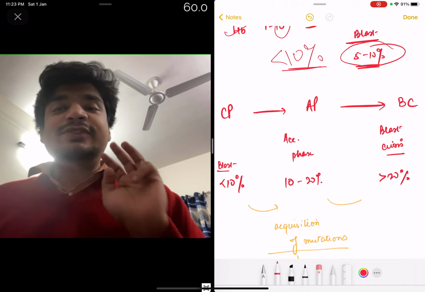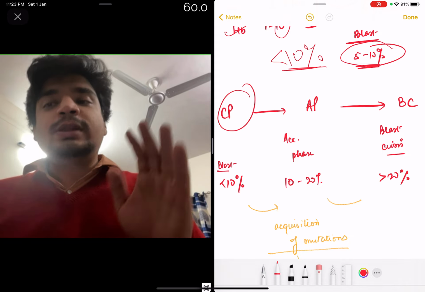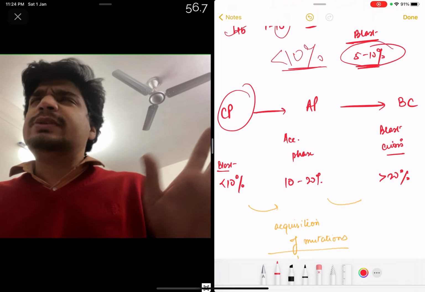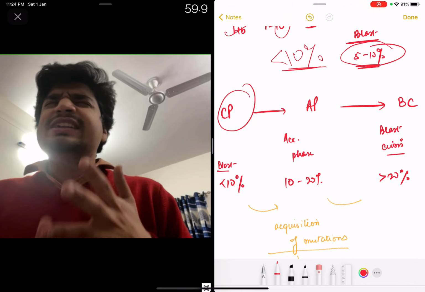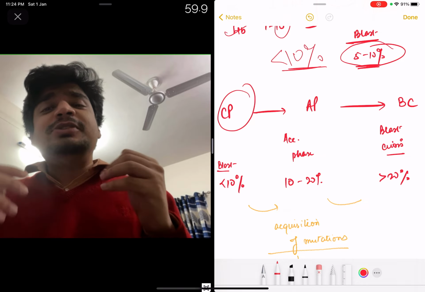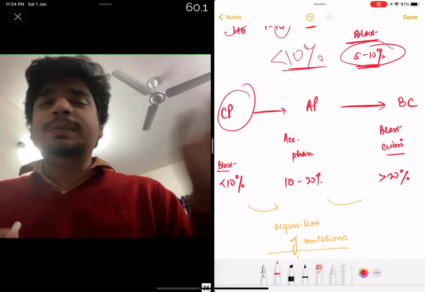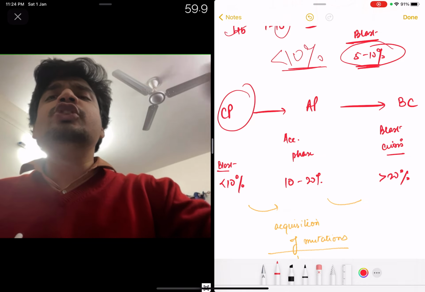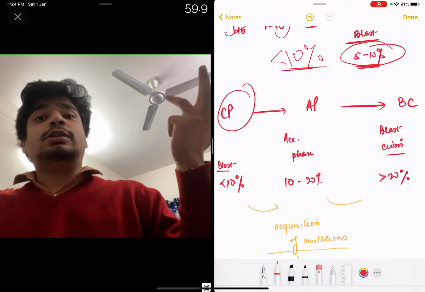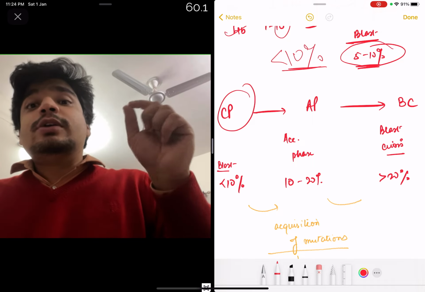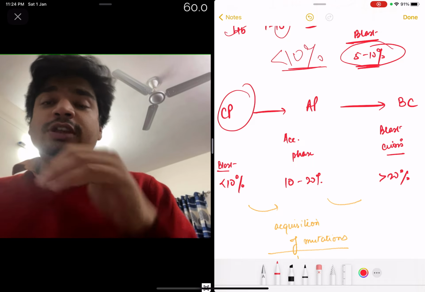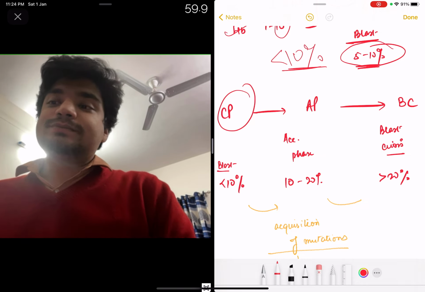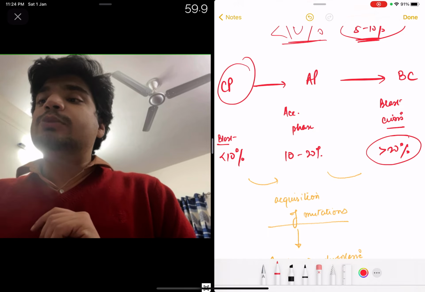CML has 3 phases. Chronic phase, when the blast is less than 10%. The patient will just have very non-specific symptoms, splenomegaly, TLC will be increased. That's about it. Sometimes they are incidentally detected, that you got a PS done or you got a CBC done for some other random reason. Say a surgery was planned, you got a CBC done, TLC came out to be 1 lakh. Sooner or later, as they acquire mutations, it will get converted into an accelerated phase and finally into a blast crisis, when the number of blasts will become more than 20%.